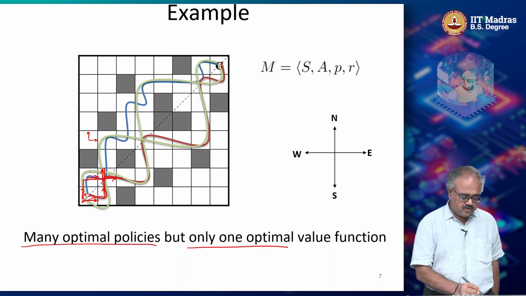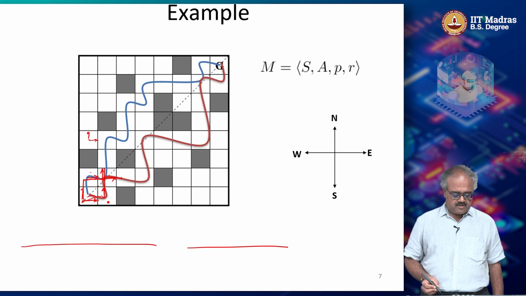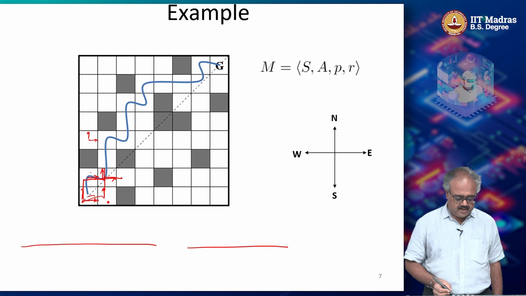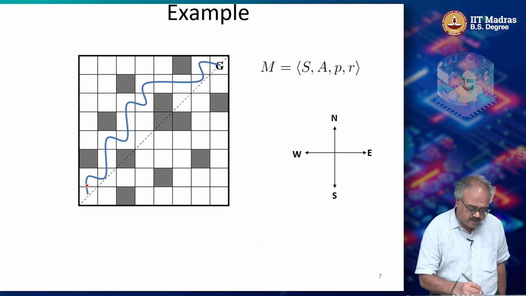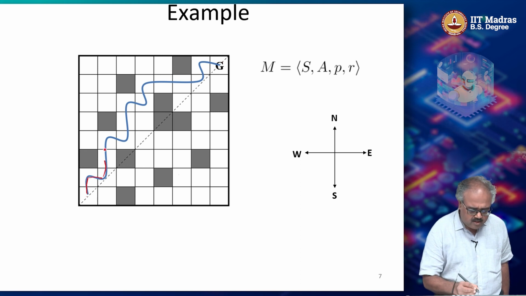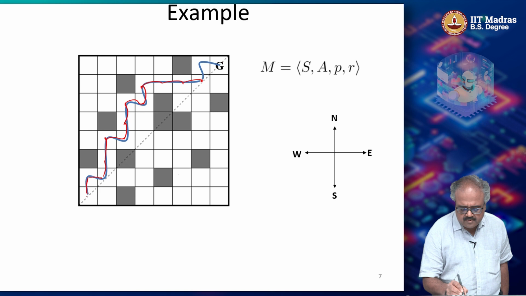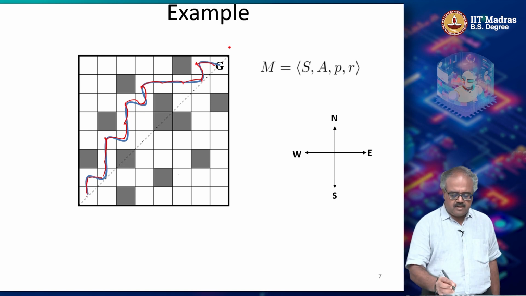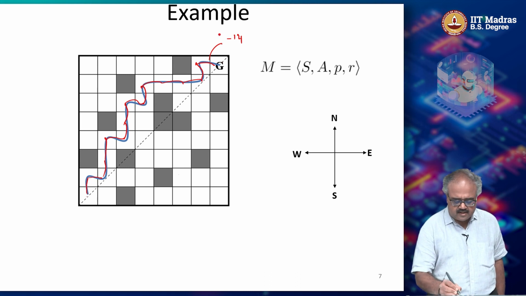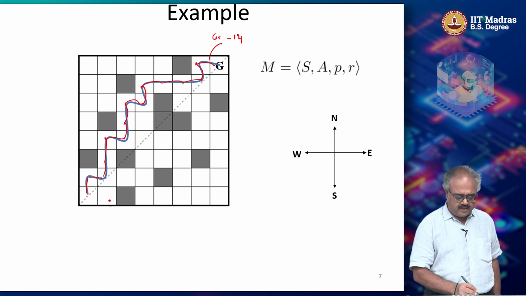So, how is that? Let us take this. Let me go back a few steps and take the blue policy. What is the reward that you are going to get? I get a -1 for this, -1, so -2, -3, -4, -5, -6, -7, -8, -9, -10, -11, -12, -13, -14. So, for this I get a total return of -14.